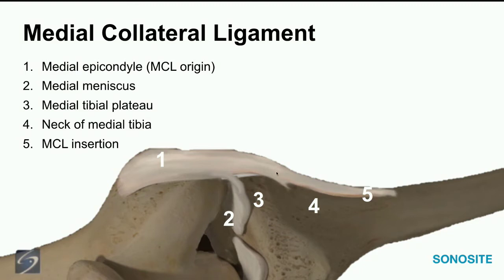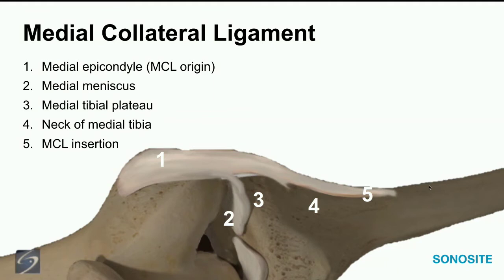So this MCL has two components. We're not going to focus on those terribly too much today. There is a superficial component and a deep component. The deep component does attach partially to the medial meniscus and this medial aspect of the tibia right at the plateau level. There's also the superficial component, which is most commonly seen easily on ultrasound as this huge, long, thin layer that drapes like a bowstring over the medial tibial neck.